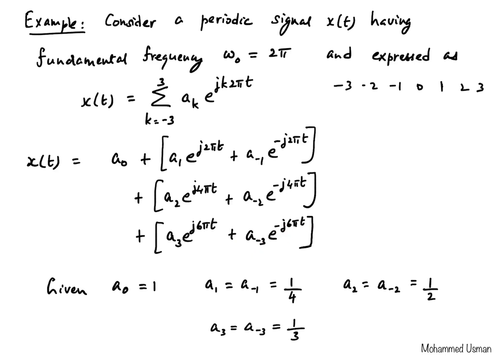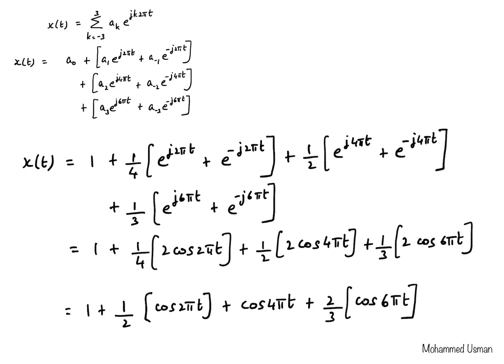For basically we've just opened up the summation and written down all the terms involved in that summation. So next thing we want to do is substitute the values of the AKs that are being provided to us, and see what happens. So our x of t is 1 plus a1 e power j2 pi t plus a minus 1 e power minus j2 pi t, and since a1 is equal to a minus 1, both are 1 by 4.